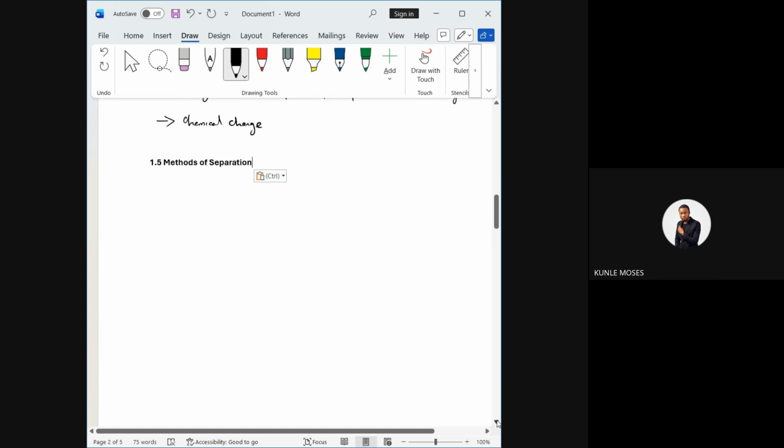Now I've given you different methods in the introduction class. I said we have filtration, evaporation, sublimation, chromatography, distillation, simple distillation, fractional distillation, and many things. So let's just take them one after the other. Which one can we use distillation for? Which one can we use evaporation for? So let's start with evaporation.